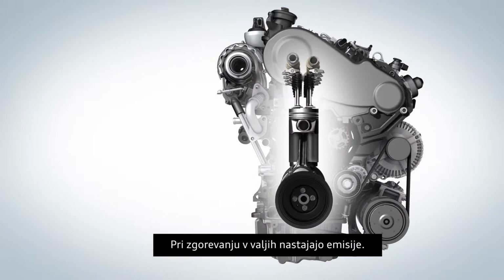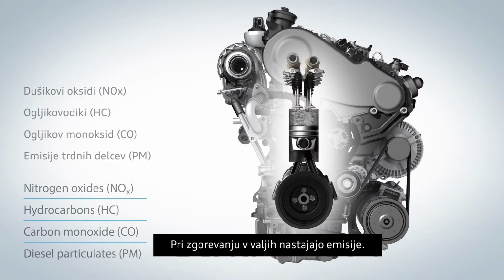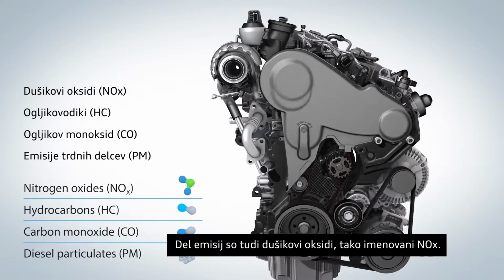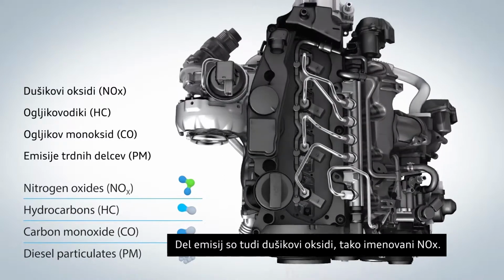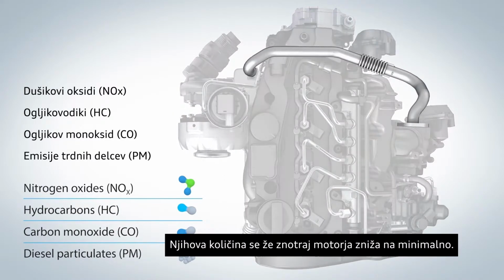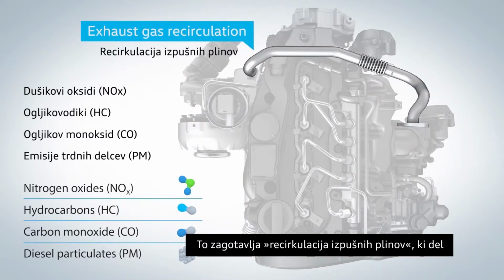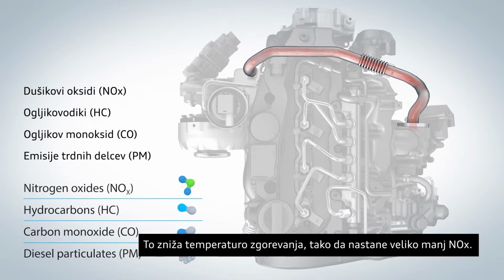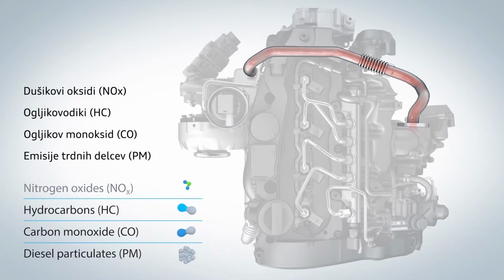The combustion takes place in the cylinder and drives the piston. Here, the emissions are generated. The nitrogen oxides, the so-called NOx, are part of the emissions. They are already minimized inside the engine. This is exactly what exhaust gas recirculation does by feeding part of the exhaust gas back into the cylinder. This reduces the combustion temperature, giving rise to far fewer NOx.